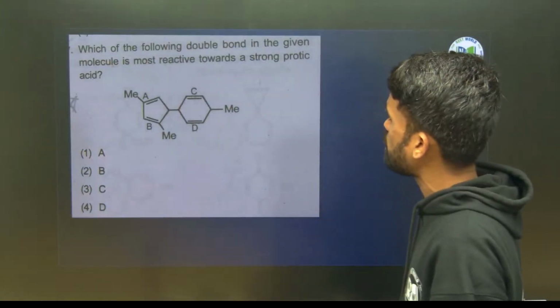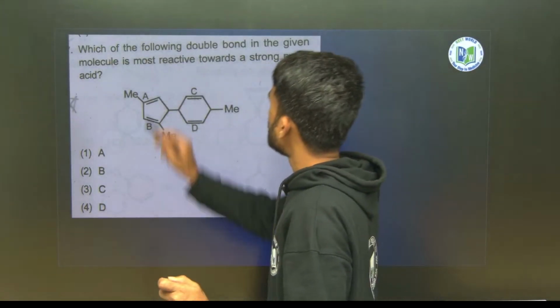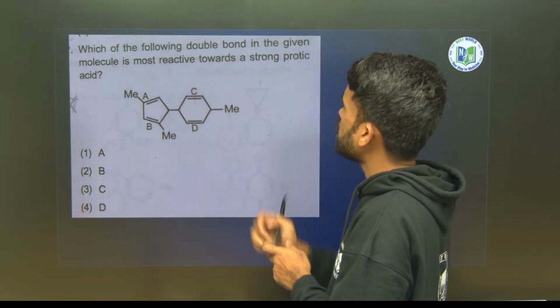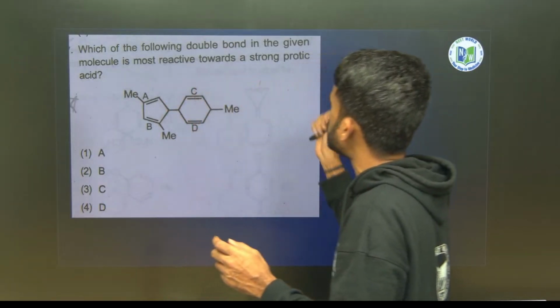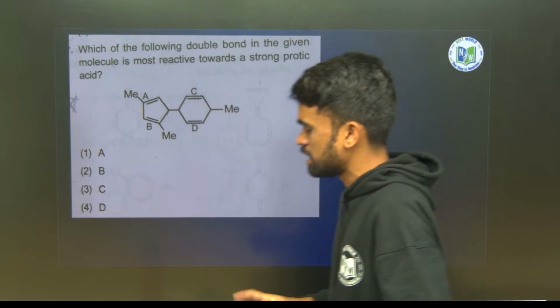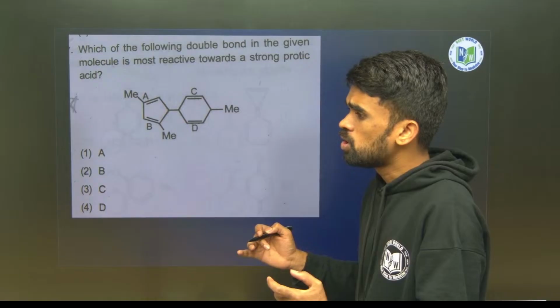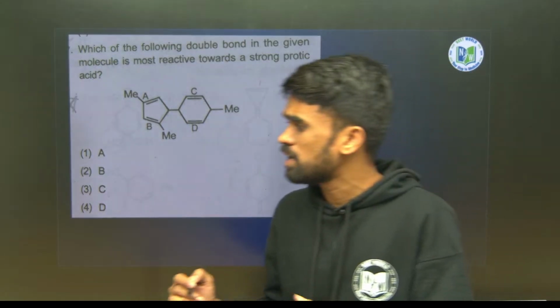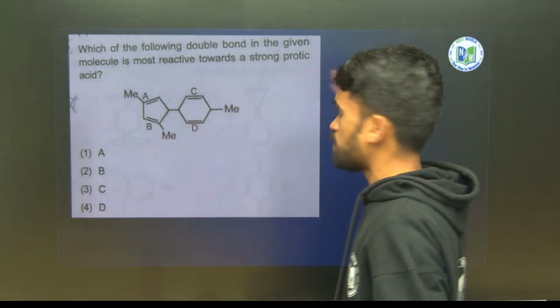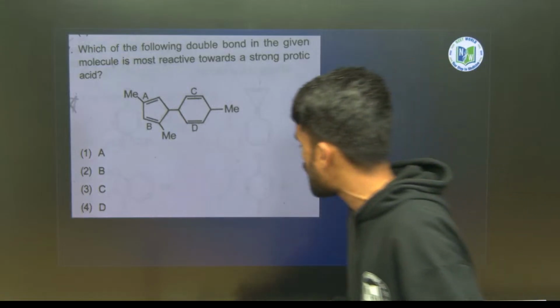Look here, I have a first question saying: which of the following double bonds in the given molecule is most reactive towards a strong protic acid? In order to answer this, you need to know the stability of the given carbocation formed from this after adding an H plus ion.